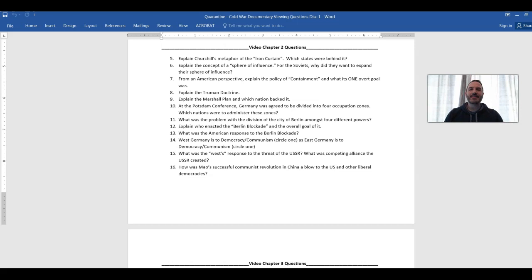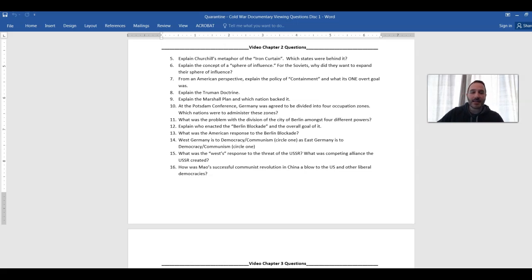What this is, guys, is America proclaiming through this doctrine, the Truman Doctrine, that they will actively try to stop nations from turning communist. Now, how are they going to do this? Well, that brings us into number 9 with this thing called the Marshall Plan.